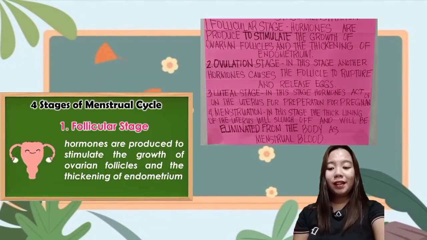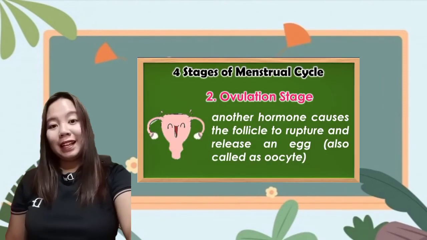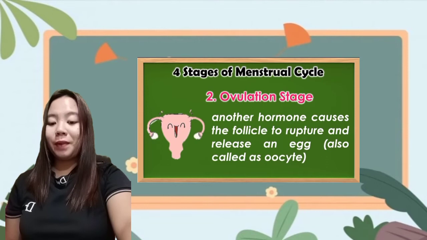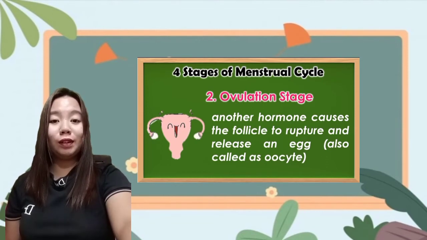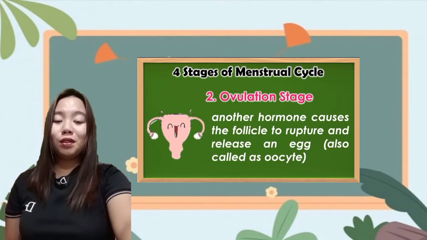The first one is the follicular stage. Hormones are produced to stimulate the growth of ovarian follicles and the thickening of the endometrium. The second is the ovulation stage. In this process, another hormone causes the follicle to rupture and release an egg, also called an oocyte.